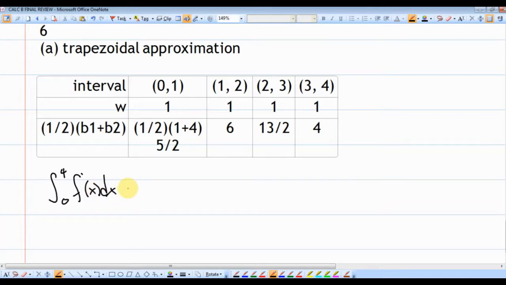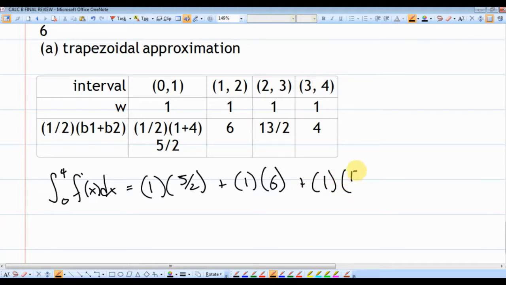Okay, this is going to be equal to 1 times 5/2 plus 1 times 6 plus 1 times 13/2 plus 1 times 4, which is equal to, let's see, 10, 9, 19.